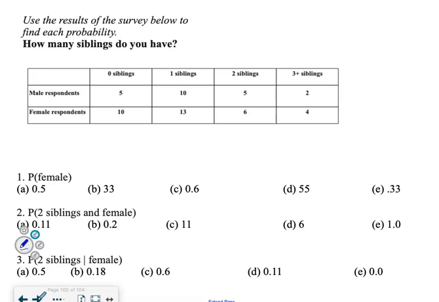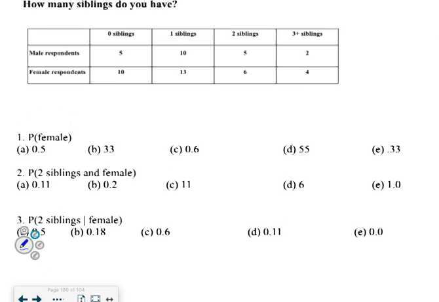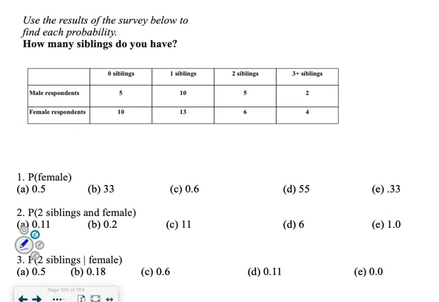Use the results of the survey below to find each probability. And then the question was, to some people, how many siblings do you have? All right, so this one's one of those two-way tables that we've been working on the last few lessons. So what I would like you to do, if you haven't done this already, I want you to pause and do the entire problem and the 3 questions down below. So do everything we need to do for this problem.